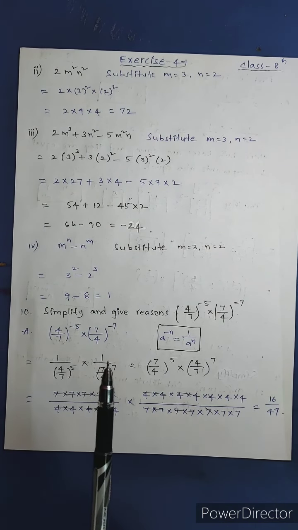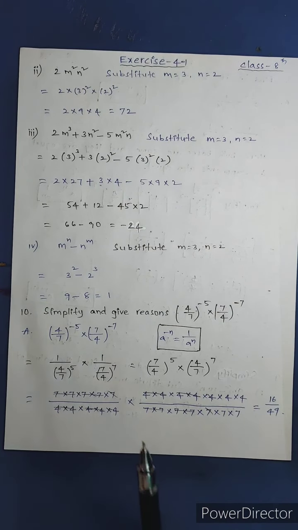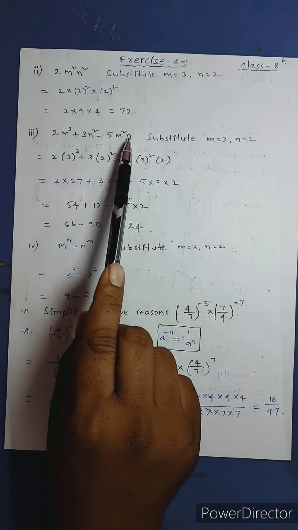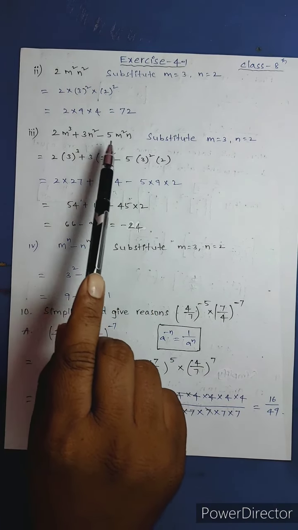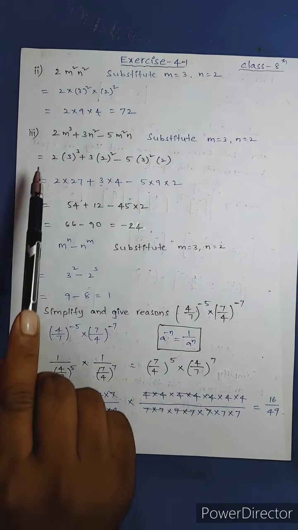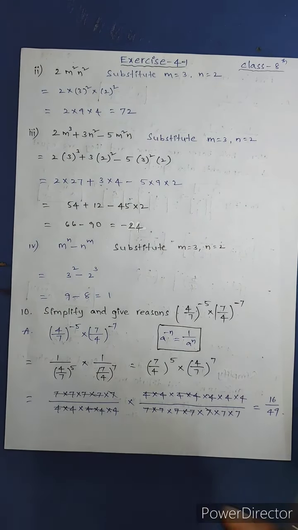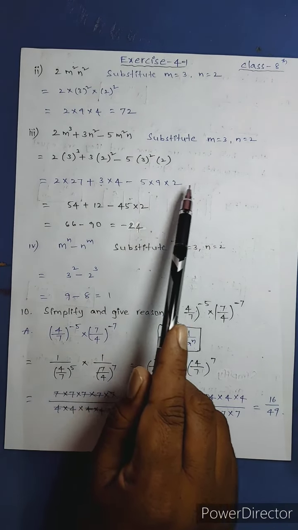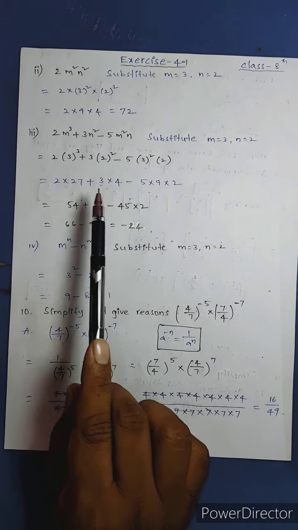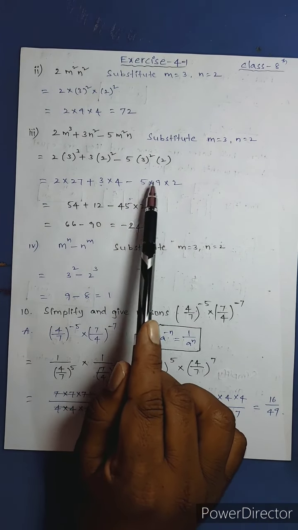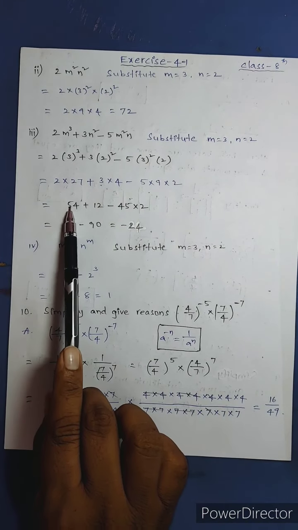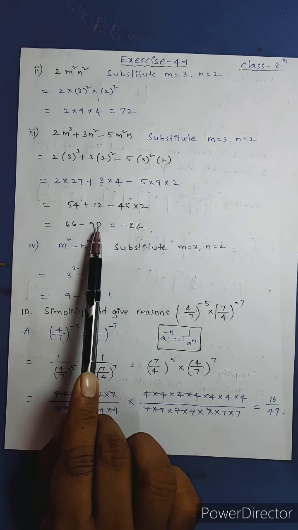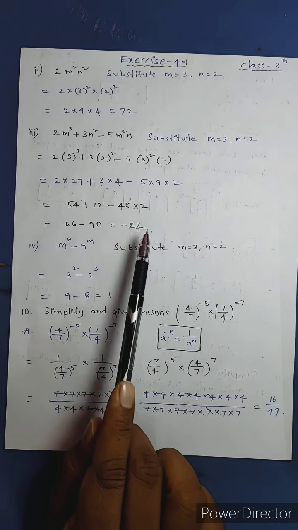Again substitute the value of m 3 and the value of n 2. 2 into m 3, n 2, m 3, n 2. Check symbols. Okay, plus plus, minus minus. 2 into 3 cube, 3 3s are 9, 9 3s are 27, plus 3 into 2 square, 2 2s are 4, minus 5 into 3 square into 2. 3 3s are 9 into 2, 27 2s are 54, 3 4s are 12, minus 9 5s are 45 into 2. 54 plus 12 is 66, minus 45 2s are 90. These two numbers' difference is minus 24.